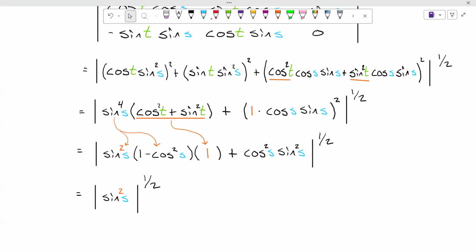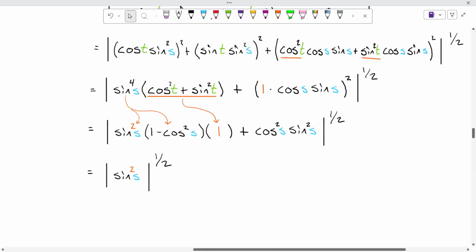There's also an element where I've got to break up sine to the fourth into sine squared times 1 minus cosine squared. But then in the end, you'll notice in that second to last step, I've got all of my angles in terms of S instead of in terms of T, because all of the theta parts just went away by adding them all up to 1 with the Pythagorean identity. In the end, I get sine S when I take the square root of sine squared.